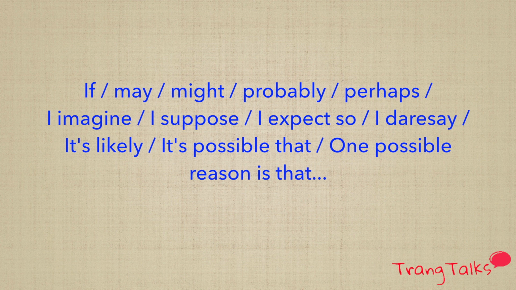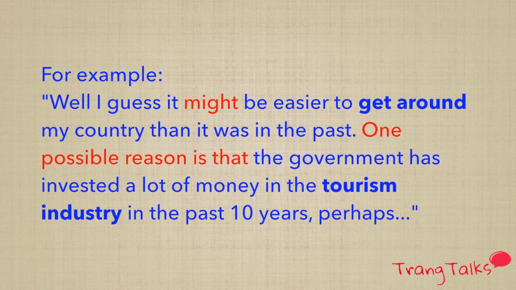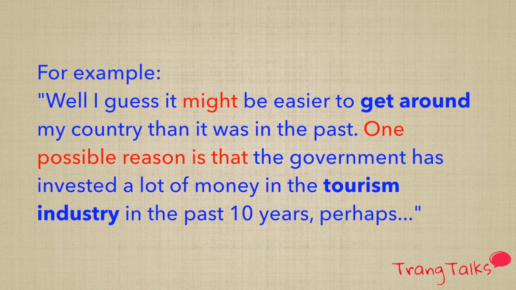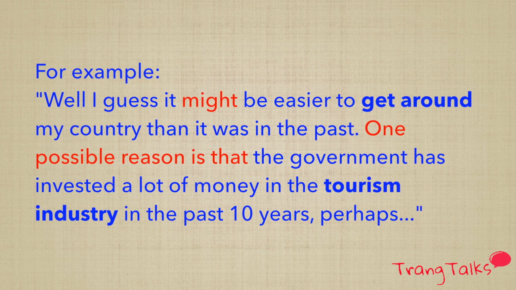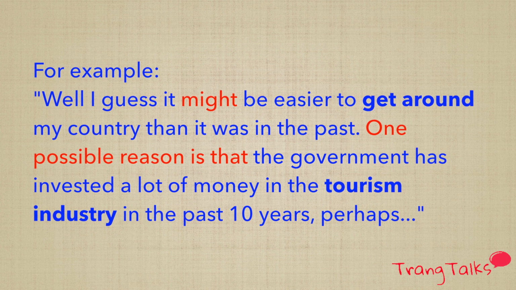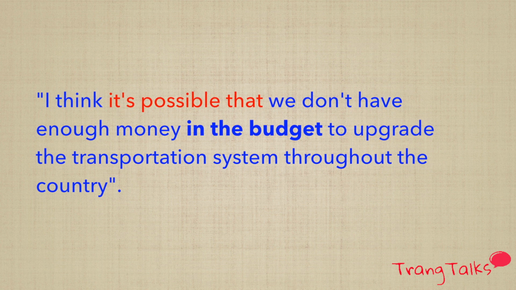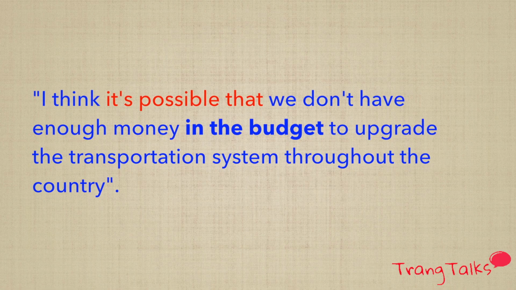Tip number 3, talk about possibilities. It is something that you're not sure about, and here are some useful words and phrases that you can use. For example, well, I guess it might be easier to get around my country than it was in the past. One possible reason is that the government has invested a lot of money in the tourism industry in the past 10 years, perhaps. Or, I think it's possible that we don't have enough money in the budget to upgrade the transportation system throughout the country.